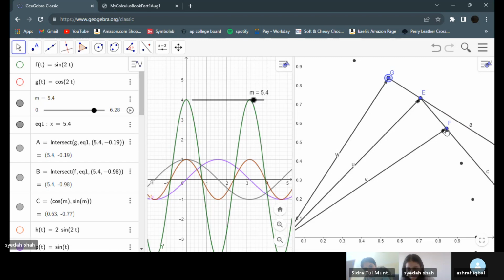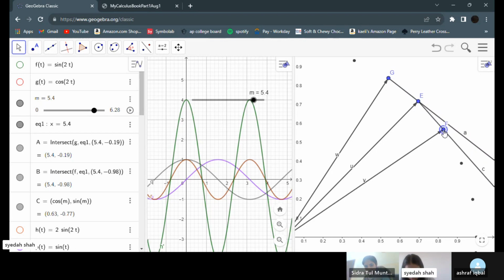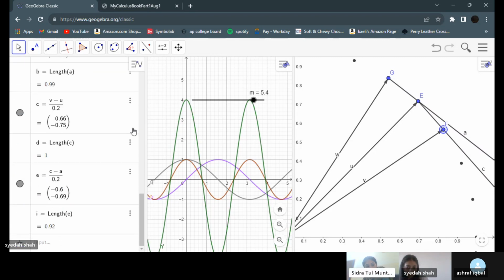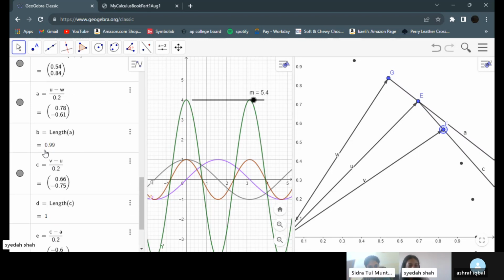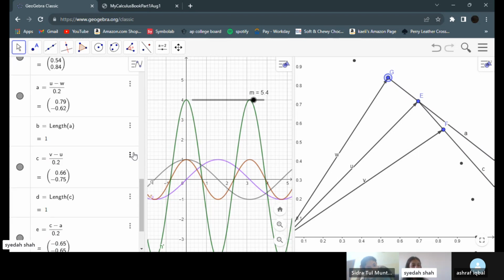Should I do it with E? Yeah, very good. Now you can check the lengths. Are they one now? A is very close to being one. So it is fine now. You have got the length of the C vector 1, A vector 1, and the acceleration is almost 1.